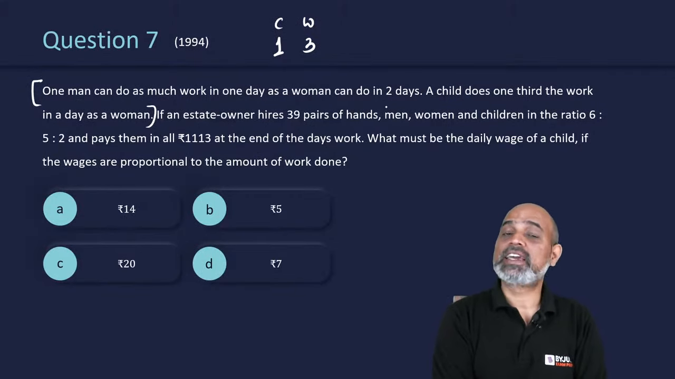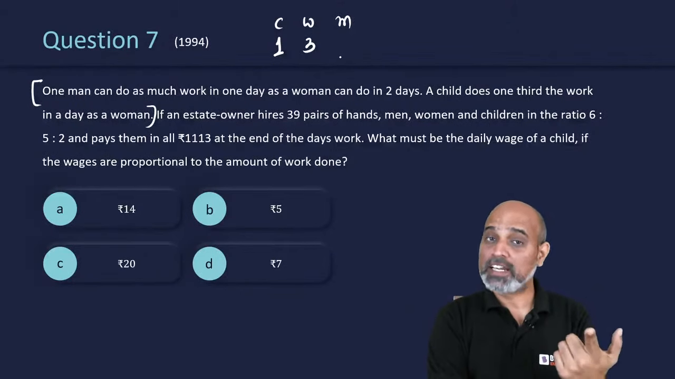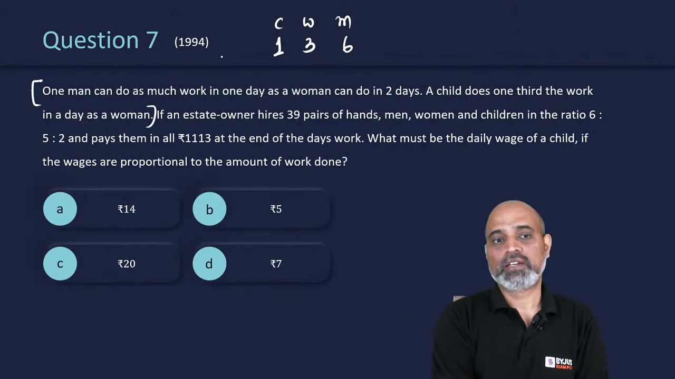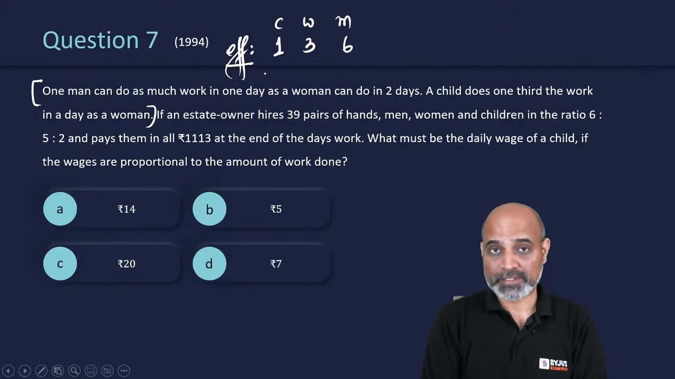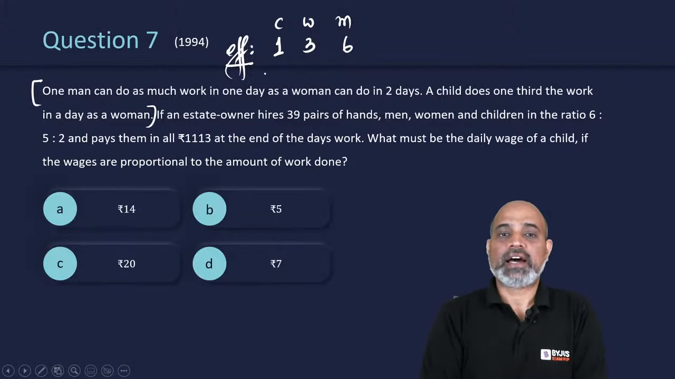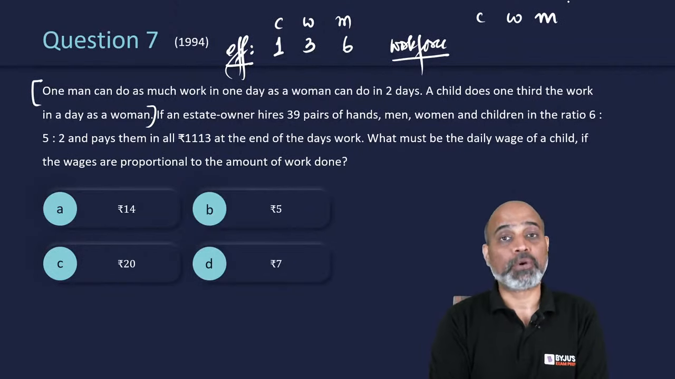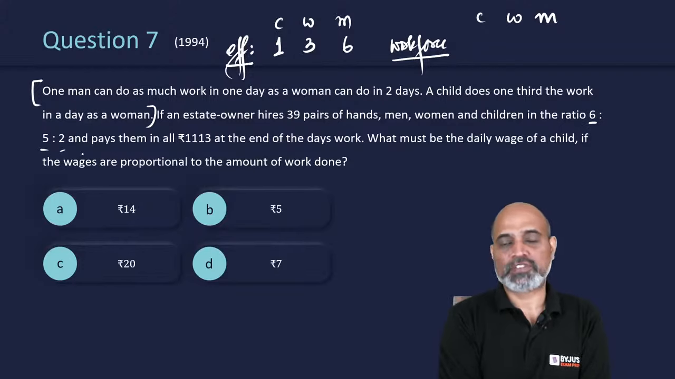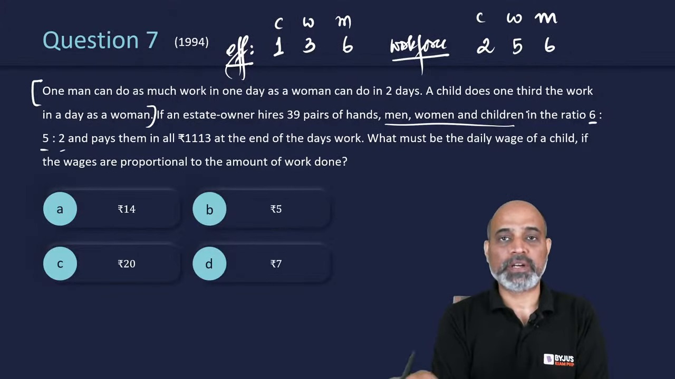And if a woman does 3 units, the man does twice of that, double karta hai, so man ka 6 ho gaya. Remember, these are the efficiencies, as in the amount of work they do every day. Okay. Now, if you talk about the workforce, as in how many children, women and men are brought in, the ratio is 6:5:2. So there are 2 children, there are 5 women and there are 6 men. Remember, उल्टा लेना पड़ेगा because हमने उल्टा लिख दिया पहले ही already.